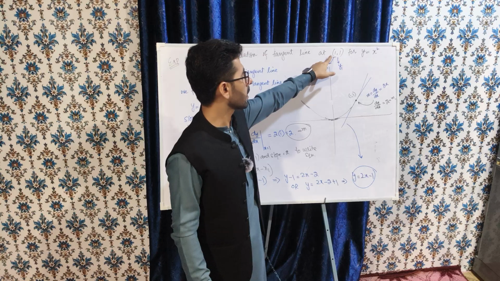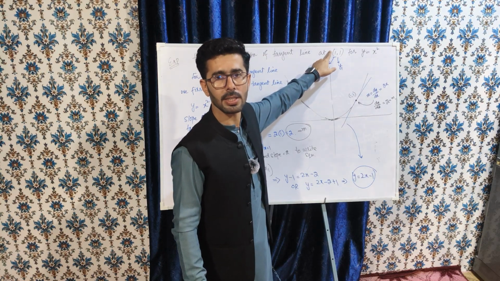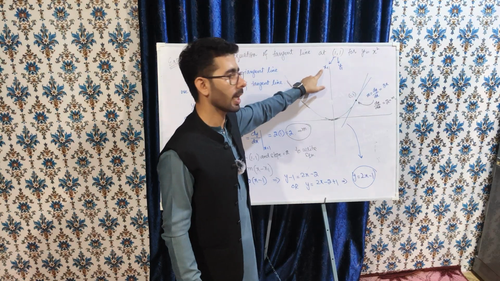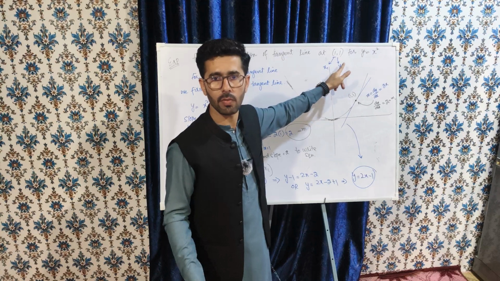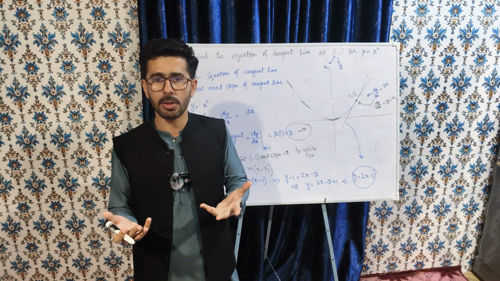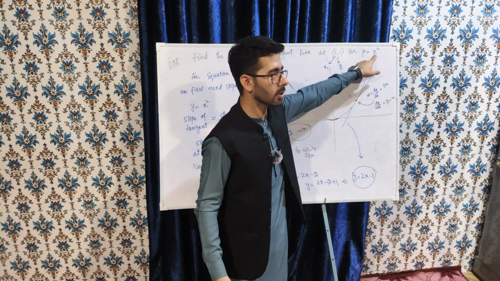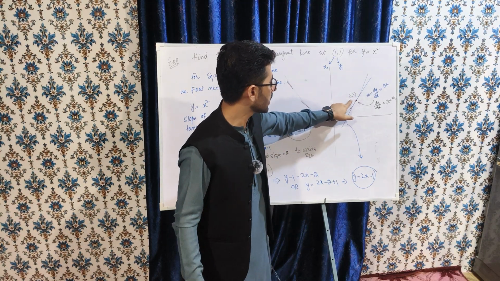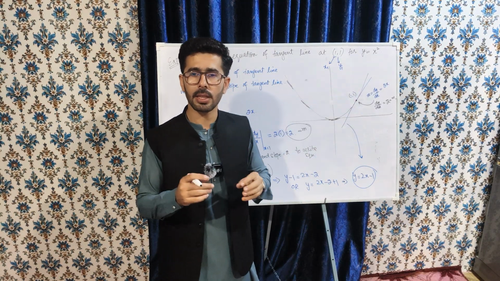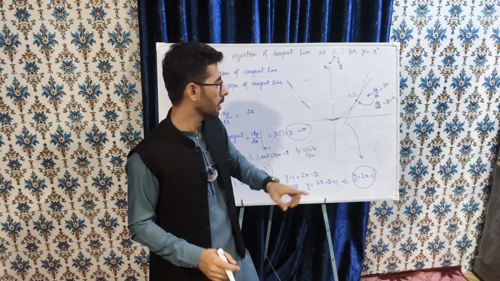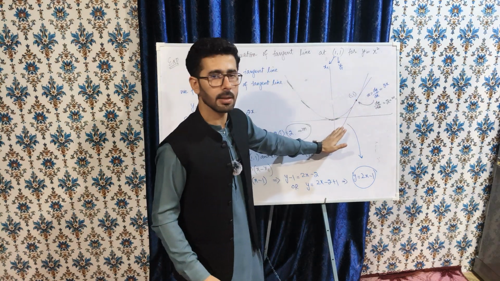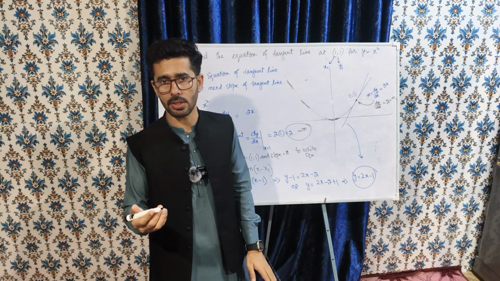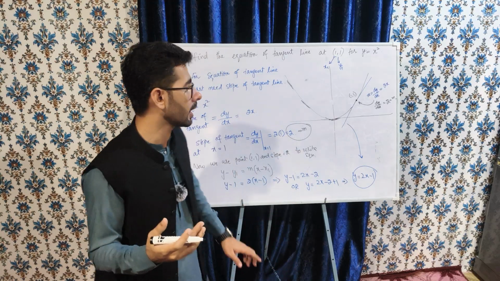So for example, if they give us a location at 1 comma 1, that means when the x value is 1, the y value is also 1, because if you put x equals 1, the square of 1 will again be 1, so y will also be 1. So at this location 1 comma 1, they need the equation of the tangent line. So if I draw a tangent line here, I know the slope of this tangent line.